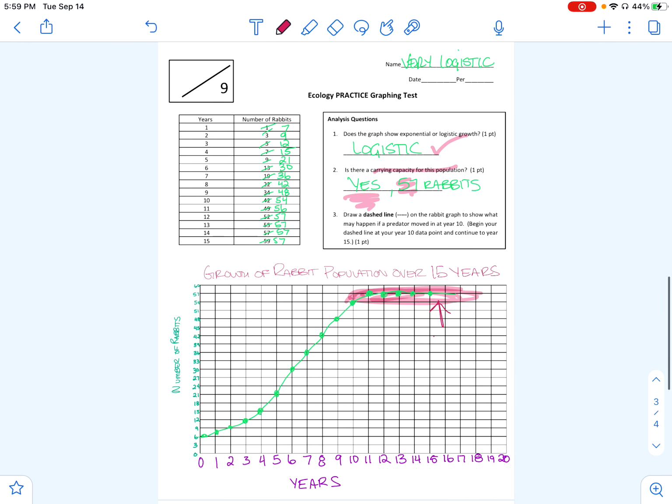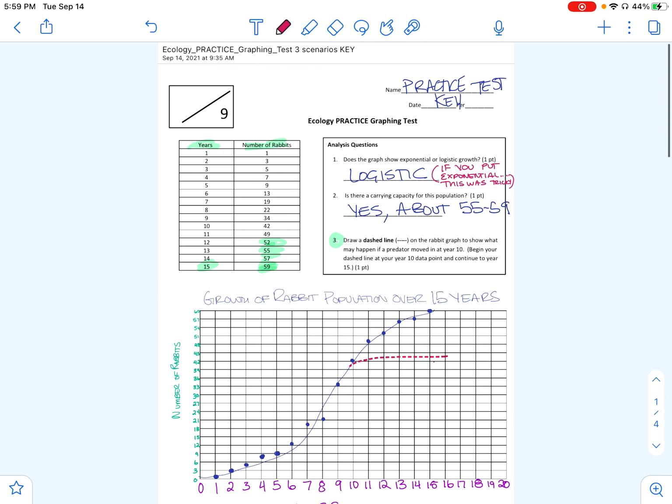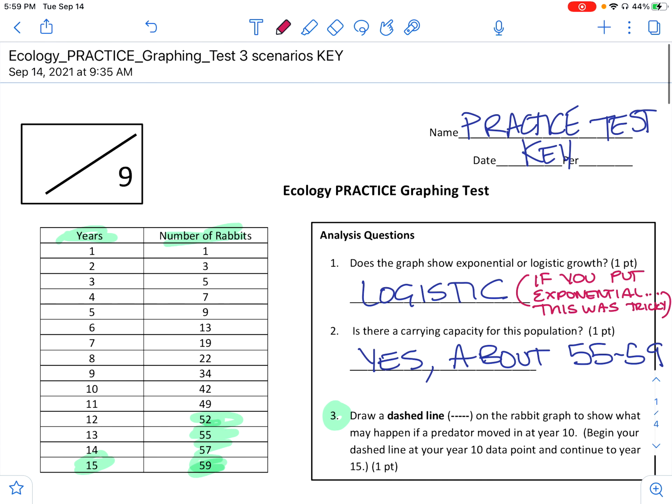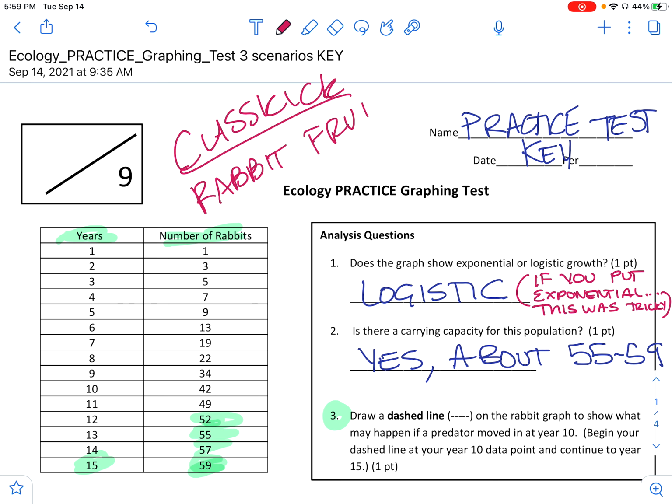Okay. All right. Now, if you need more help with this, so if you didn't do so hot on this, I would recommend that you relook at the rabbit fruit fly activity. I think that would be a great thing to look through. Look at your wrong answers, correct your wrong answers, look at your graphs, see what you did wrong on your graphs. The rabbit fruit fly activity is very similar to your graphing test tomorrow. Okay, all right.